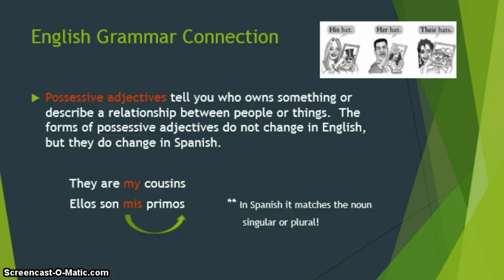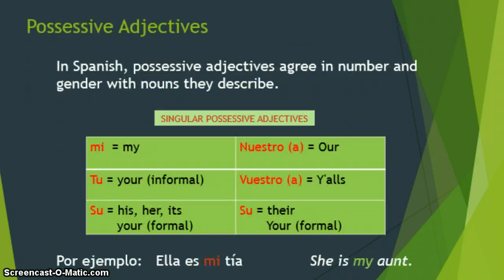In Spanish, we know we have to make our adjectives agree with the noun that they modify. So they are my cousins. In Español, I would say ellos son mis primos. Since primos is plural, my adjective must be plural as well. In Spanish, possessive adjectives agree in number and gender, like we've studied with other adjectives. So down below, I have our chart.